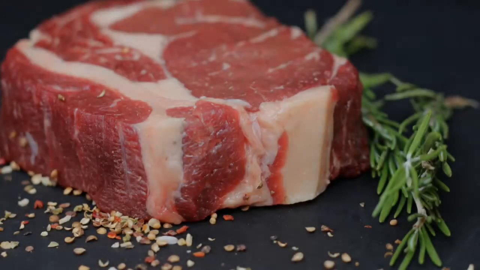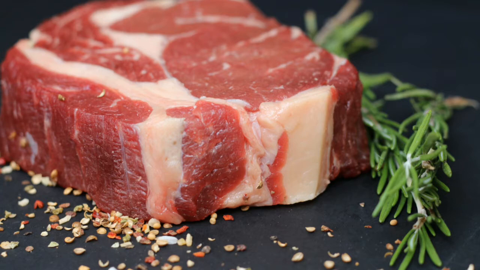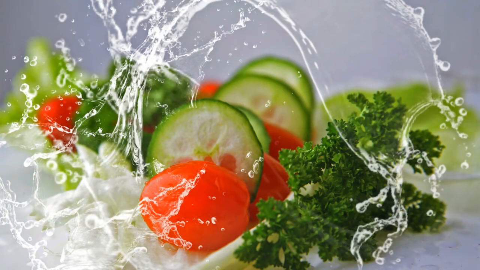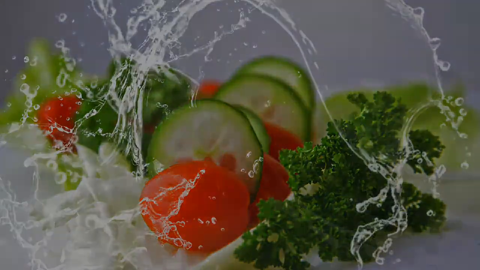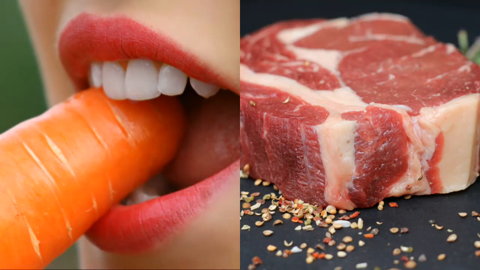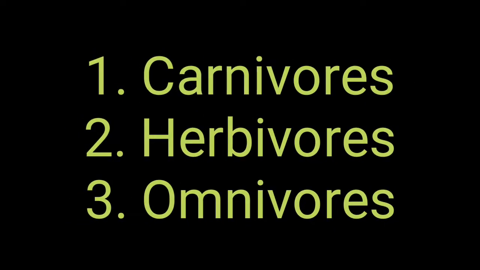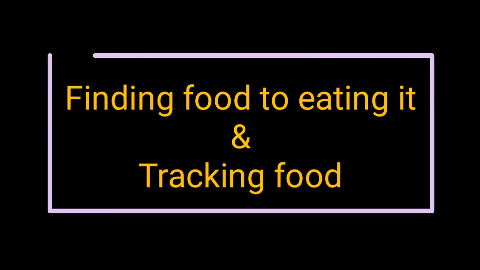The carnivores are the living things that eat flesh of animals. And herbivores are the living things that eat parts of the plants. And omnivores are the living things which eat both parts of plants as well as flesh of animals. So, we have to understand the living things are broadly divided based on their food habits into three categories, three classes like this. Okay? And students, in this video, what I'm going to talk to you about is from finding food to eating food.